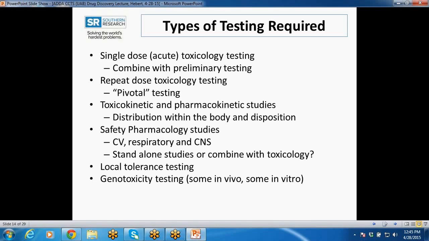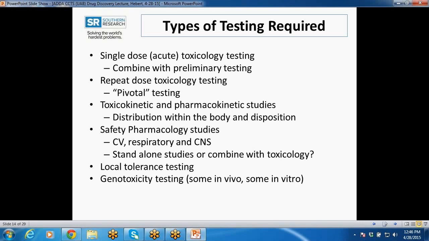So the types of testing that are required depend entirely upon the drug that you're developing, the disease indication, and the patient population. Typically, you'll start out with single dose, and it's often called acute toxicology testing. Those are used interchangeably, although they probably shouldn't be. Where you're essentially going in blind. You have done your in vitro testing. You selected what you think is an appropriate animal model, but you've never put this into a living organism before, and you really don't know what's going to happen.